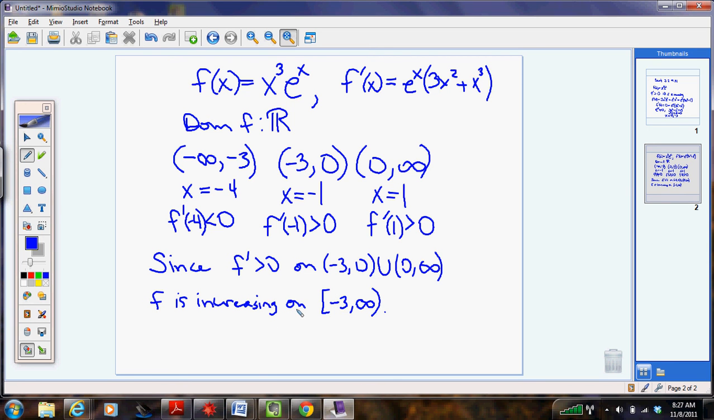Please watch this more than once if you need to get the solution down and understand each part, and then perhaps go try a different question on your own. 52, although they didn't ask about being increasing or decreasing, you can go apply the same technique and see where that function in 52 is increasing or decreasing.